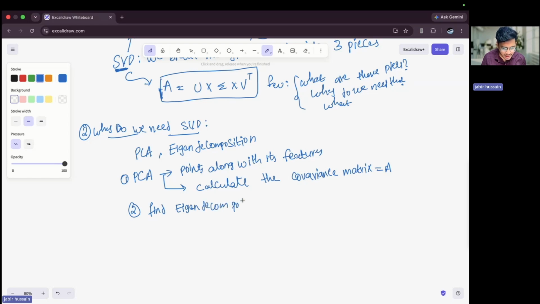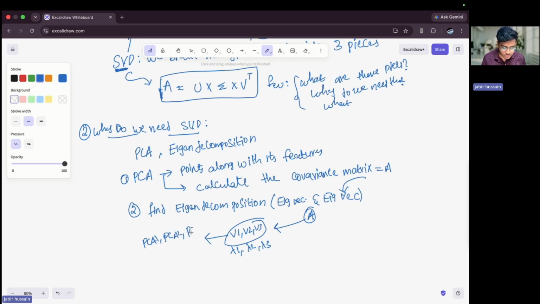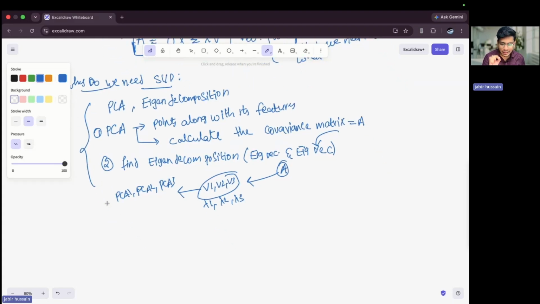Eigen decomposition is nothing but eigenvectors and eigenvalues. So we used to find eigenvectors and eigenvalues for the given matrix A, and from this we get the vectors, let's say v1, v2, v3, all these eigenvectors, and lambda 1, lambda 2, lambda 3. Here v1, v2, v3 used to become our PCA lines, PCA1, PCA2, and PCA3. This is what we used to do. Now, this entire concept has a limitation.